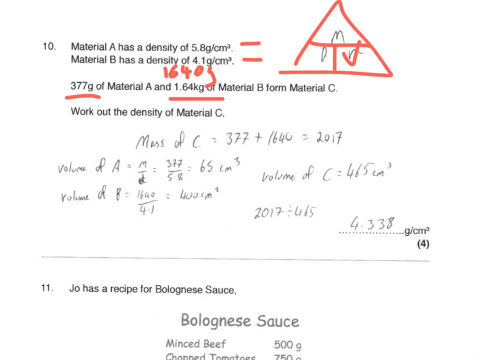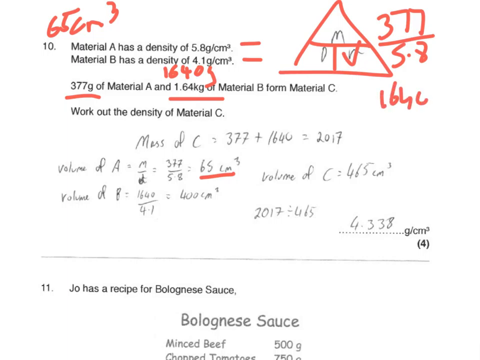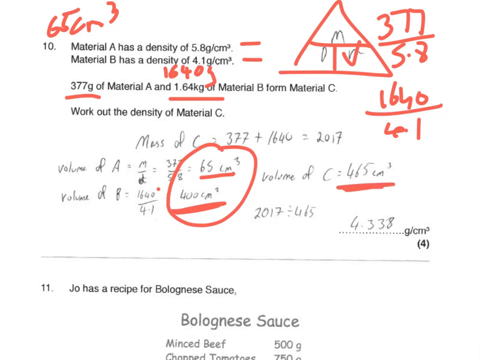So we've got mass for the first one. So we're going to do 377 divided by 5.8. This is where you get this answer. So the volume for this first material A is 65 centimetres cubed. The volume for the second one is going to be 1640, that's there, divided by the density, which is 4.1. You'll get that answer there, 400 centimetres cubed. So we got the volume of both materials, add those together, you get 465.